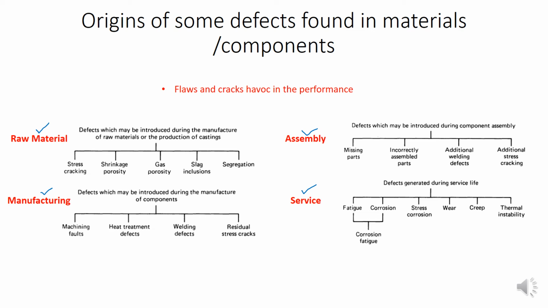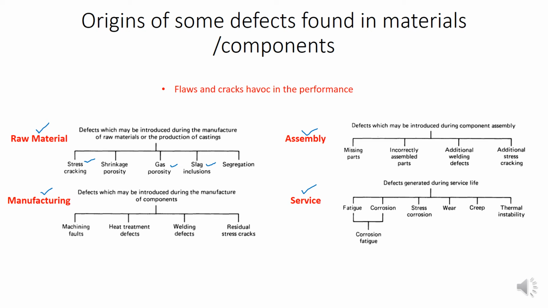So here, in raw material or in the production of casting stage, there can be defects such as stress cracking, gas porosity, segregation, and slag inclusions. These all can arise. So you do not need to worry about every type of defect. This slide is just to give you a feel that these types of defects can arise in our components.